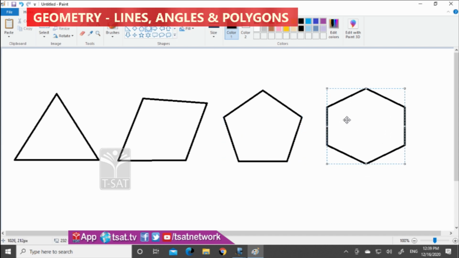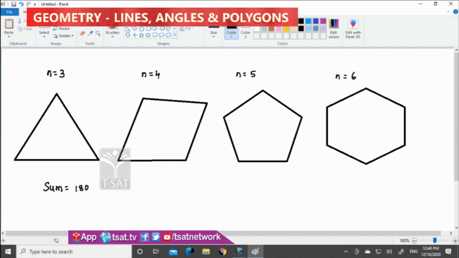In the previous class we have seen about triangles, and we know sum of angles in a triangle is 180. Number of sides of the quadrilateral is 4. Number of sides for pentagon is 5. Number of sides here is 6.